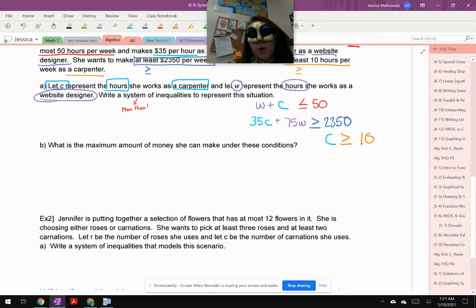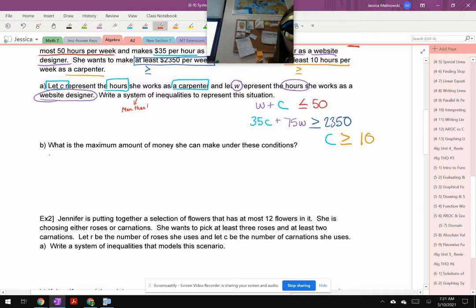If she wants to make the most amount of money, she probably wants to work the most number of hours as a website designer because that's where she makes the most money. But she has to work 50 or less hours. So making the most amount of money, she'd be working 50 hours. So maximum, she's working 50 hours.